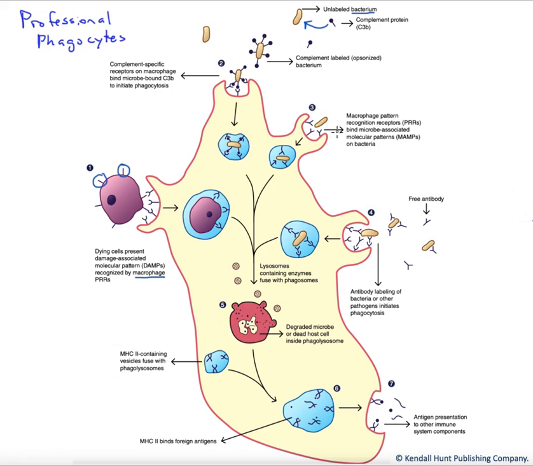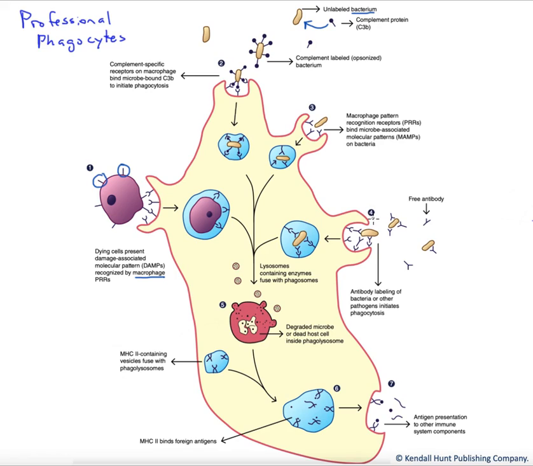Another option is that the phagocytes will recognize, they have receptors, these pattern recognition receptors that recognize and bind to microbe-associated molecular patterns. In other words, specific characteristics of the membrane of this bacterium. And that will actually initiate phagocytosis.